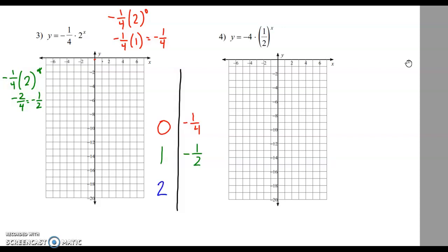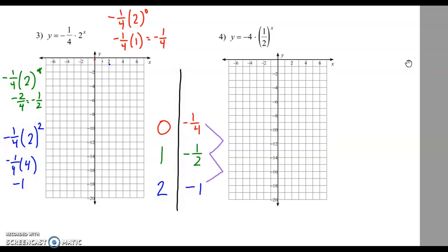When we plug in 2, we have negative 1/4 times 2 squared. Well, 2 squared is 4. Negative 1/4 times 4 is negative 1. So we've got the point 2, negative 1. So we could keep going on by plugging in points, or we could look for that pattern there. What are you multiplying by?